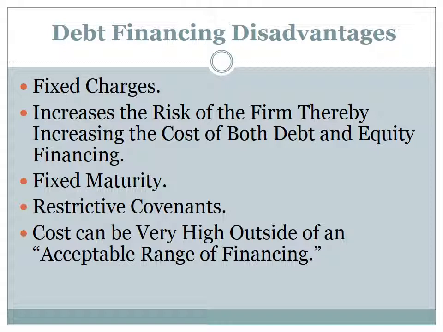And then finally, the last point is the cost can be very high outside of an acceptable range of financing. That kind of gets back to the second point I was talking about earlier. As you do issue more debt, the cost of debt goes up very, very slowly in the beginning, but then there comes a particular point when the market determines, okay, if you take on any additional debt, you are becoming overly leveraged, and the cost of debt will spike up very, very quickly.